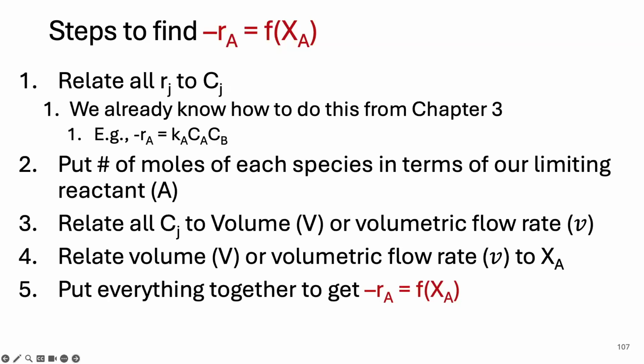We'll then relate all of our species concentrations to volume or volumetric flow rate, depending if we have a batch or a flow system. And then we'll relate volume or volumetric flow rate to our conversion of our limiting species and put everything together to get that final function to relate the reaction rate of our limiting species with the conversion of that species.